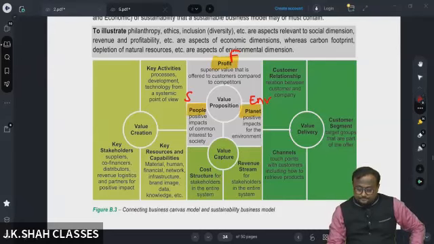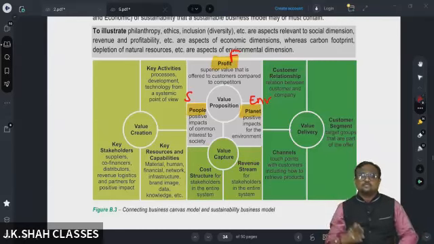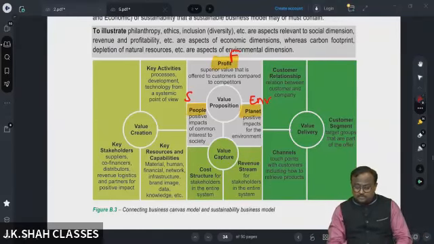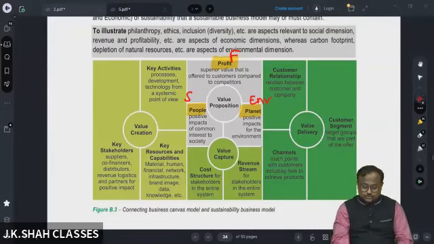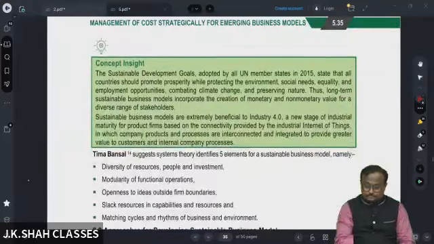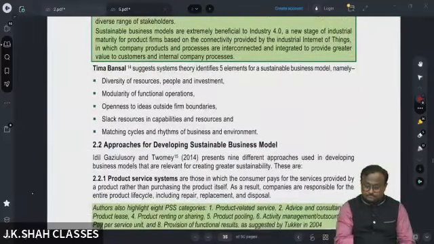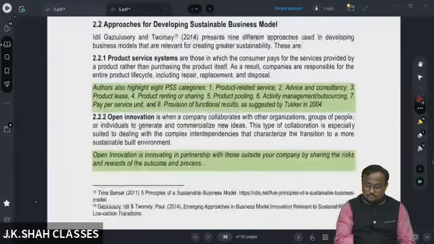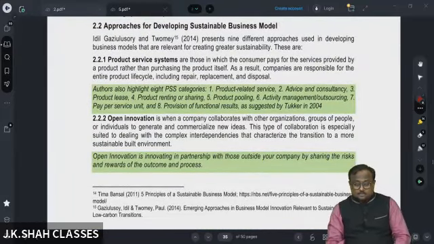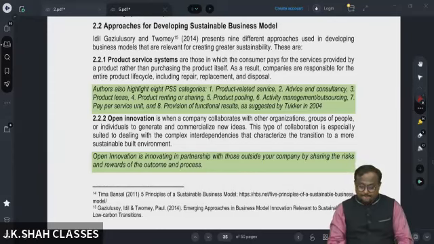How do we do this? There are two aspects. One is revenue stream and the other one is cost structure. Minimization of cost and maximization of revenue can be used to achieve these goals. What are the different approaches involved in developing a sustainable business model?